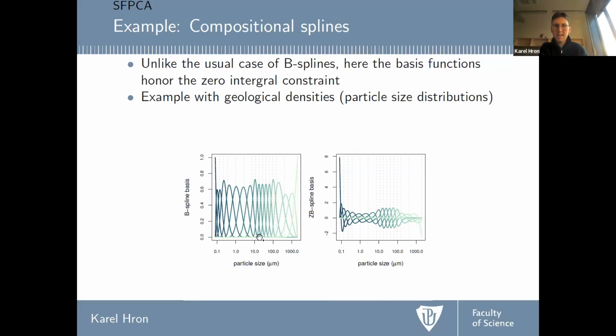Okay, so here we can see the spline basis functions, here B-splines, and here so-called ZB-splines. So this means basis functions which already honor the zero integral constraint. We can see that according to variability in data, we can select also the knots, so that of course the basis accommodates accordingly.